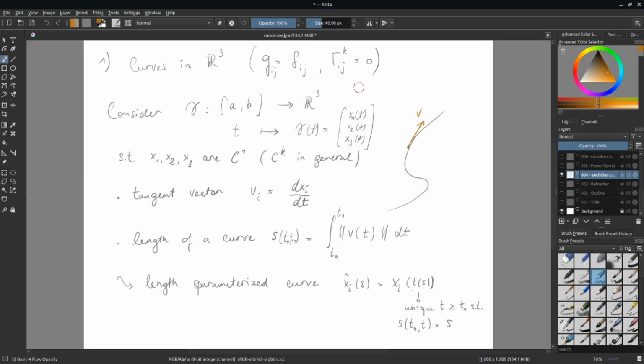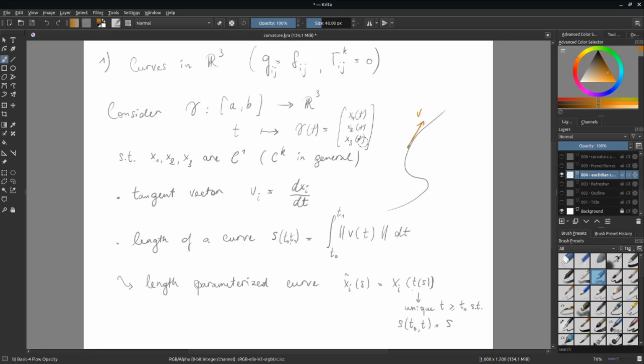But it's still interesting to consider this case. So let's say, imagine we have a curve, gamma, and we could define it as an infinitely long curve, but let's suppose it has a domain [a, b]. And so it's basically described by three functions for each coordinate.